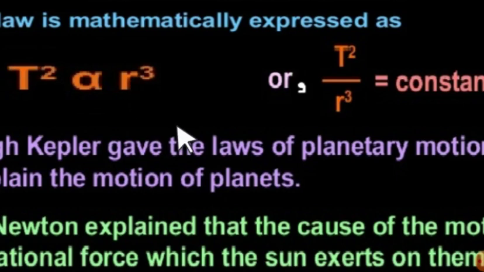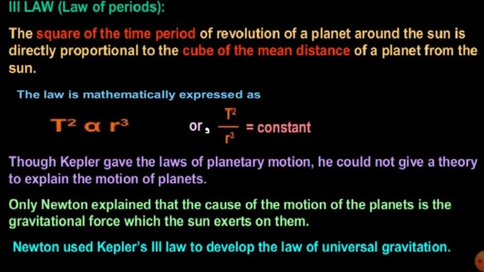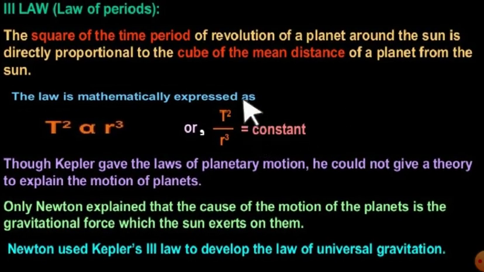Or if you want to write it as an equation, then this proportionality symbol needs to change into an equality, and we will require a constant. So we can express it as T squared by R cubed is equal to a constant. This is what is known as the law of period, or law of time period.